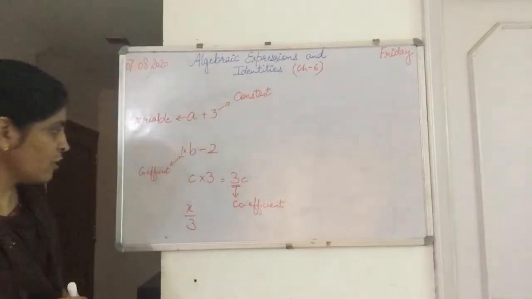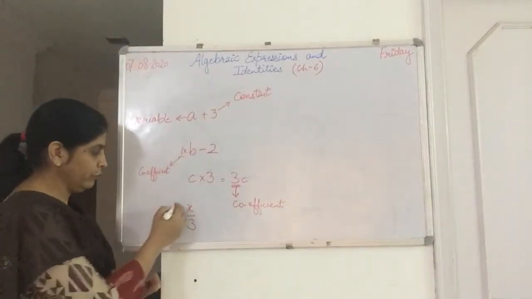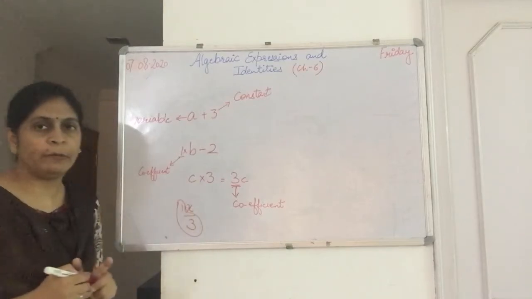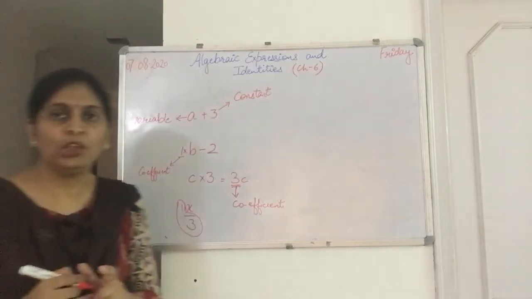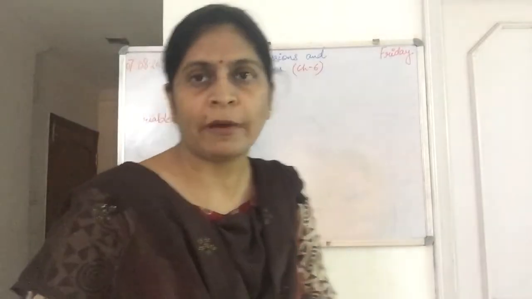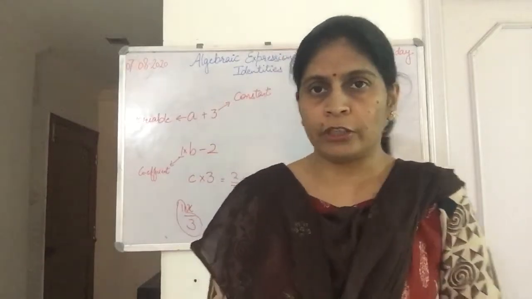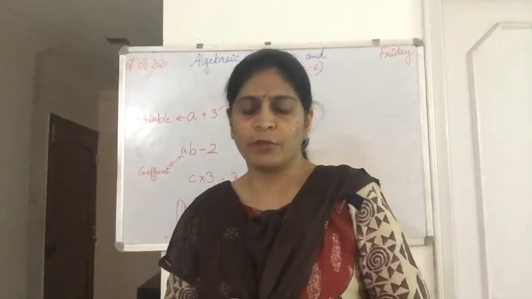Now in this case, what is the coefficient? 1 is written here, 1 upon 3 into x becomes x by 3. Clear all of you? So here 1 by 3 is the coefficient. Clear all of you what algebraic expressions are?